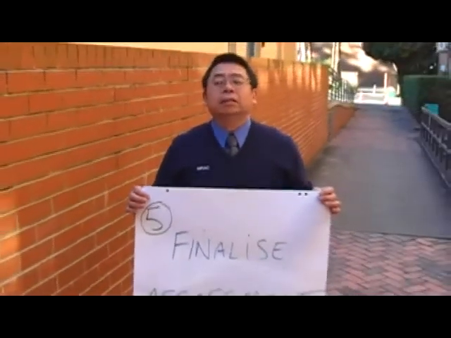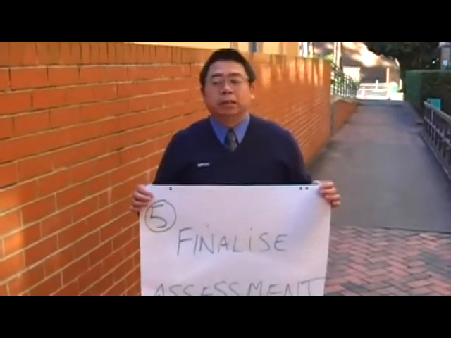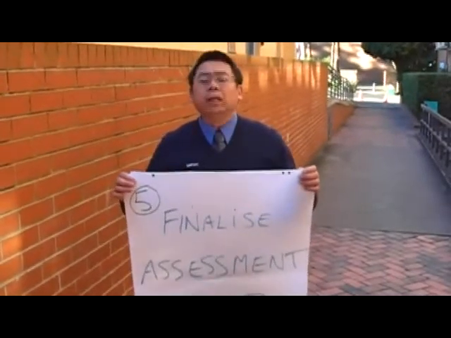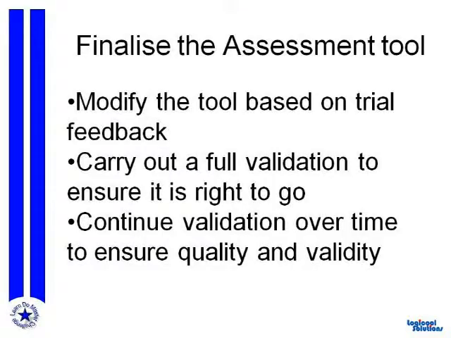Finalize. Adjust the tool according to the recommendation from the trial. Voila. So stage 5, the final stage, we need to finalise the assessment tool. Modify the tool based on the trial feedback. Make sure that after you do this you carry out a full validation with a group of people, a group of experts hopefully, to ensure that it is right to go. And continue that validation process over time to ensure the quality and the validity of the actual tool.